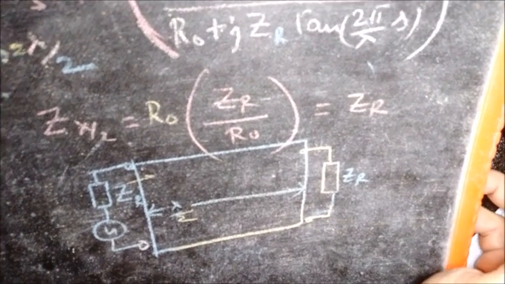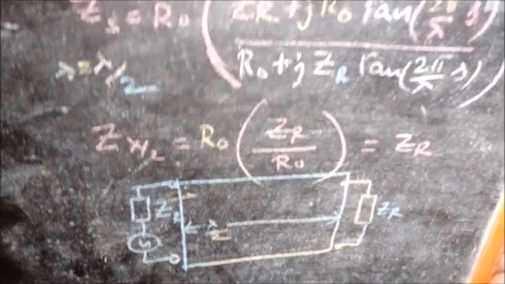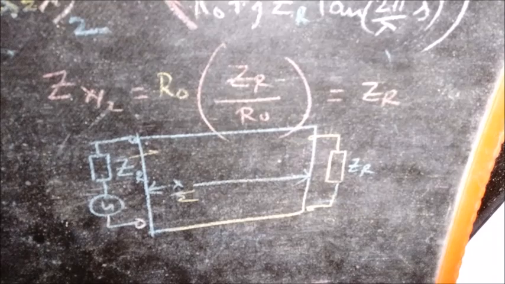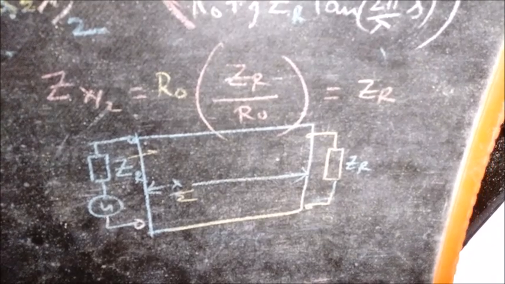So in the next video, we will work out some examples wherein we will apply these concepts of a transmission line having length lambda by 4 as well as lambda by 2.